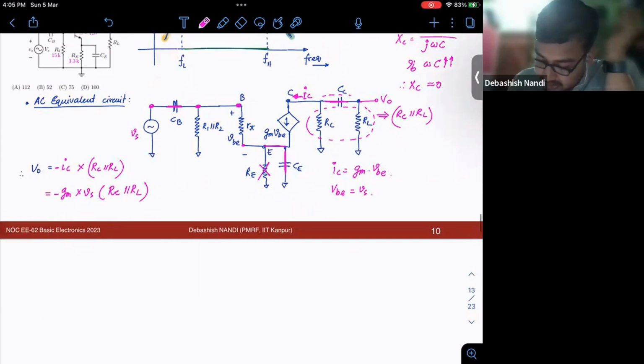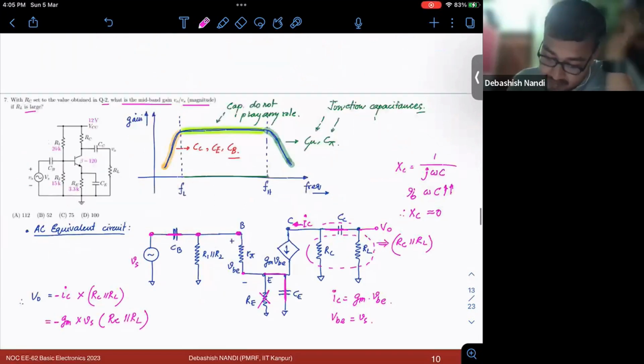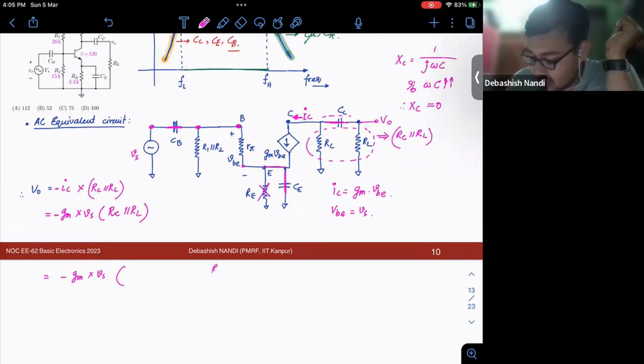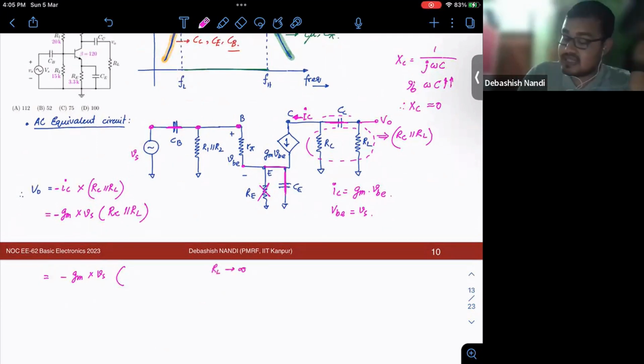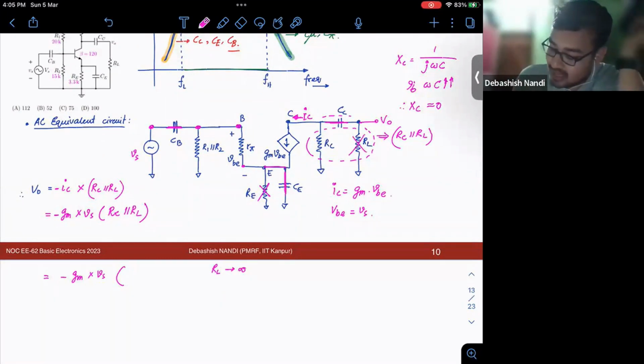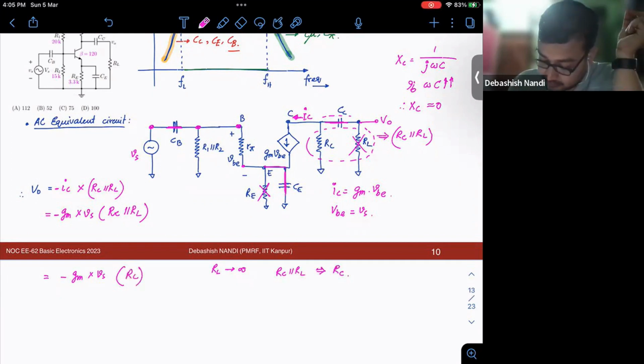So this becomes minus Gm into Vs. Now they have mentioned if RL is large. How large? Let me take RL to be infinity. That means this is an open circuit, so I can simply ignore this. Then my RC parallel RL becomes RC only. That means V naught by Vs is minus Gm into RC.